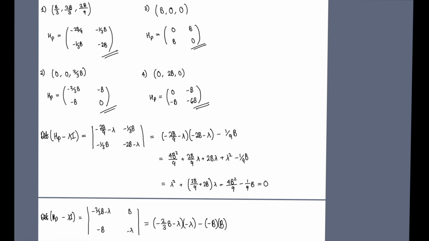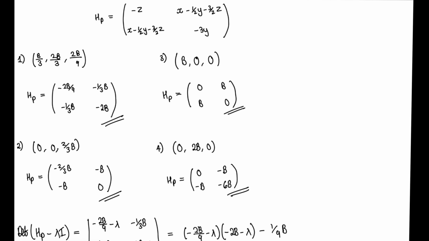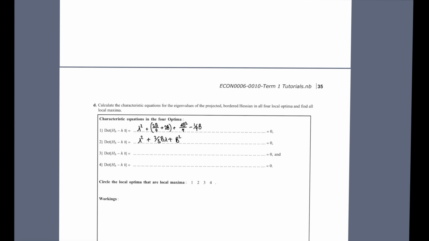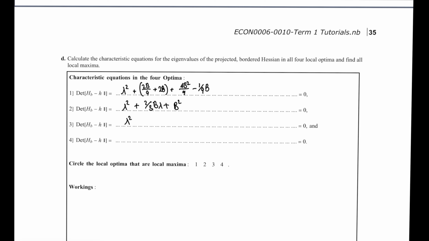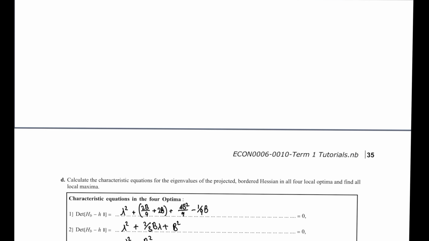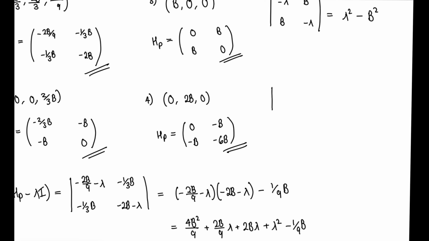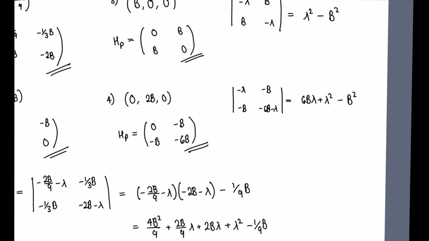Cool. If we now look at this matrix, we need to find the determinant of this matrix, minus lambda, b, b, minus lambda, which will be lambda squared minus b squared. So our characteristic equation is lambda squared minus b squared. And doing the same thing for our fourth matrix, we get lambda squared plus 6b lambda minus b squared is equal to 0 as our characteristic equation.